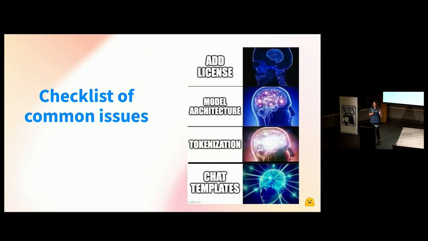Usually there are many issues that can happen. Adding the license, that's easy. The model architecture, that's kind of easy. Tokenization, it begins to be a bit hard. As Charles was mentioning, tokenization sucks. And chat templates, I'll talk a bit more about them later, but these are quite painful.